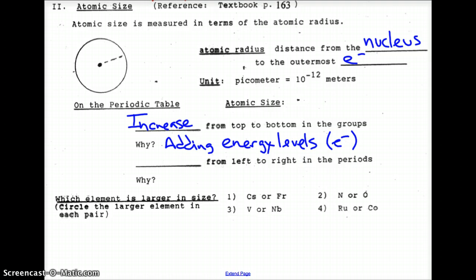So looking at the table, lithium will be smaller than sodium. Sodium will be larger, then potassium will be even larger, rubidium will be even larger. Moving down the alkali metals, the alkali group, every time we add an energy level, it gets bigger and bigger.